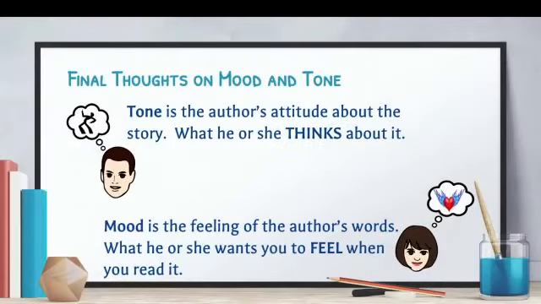So our final thoughts on mood and tone. Tone is the author's attitude about the story, what the author thinks about it. You need to look at the sentences, you need to look at the words that the author is using to figure out the tone. At the same time, while you're reading for tone, you as the reader or viewer are feeling mood. Mood is the feeling of the author's words, what he or she wants the reader or viewer to feel when they read it.